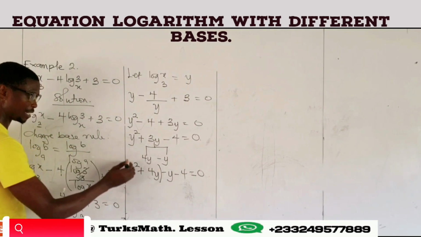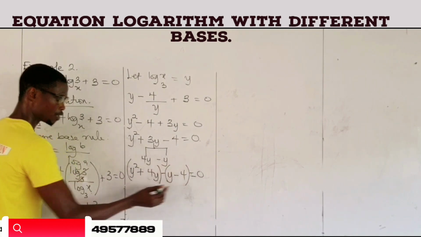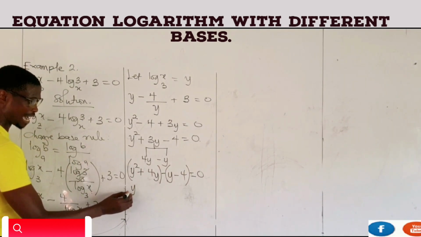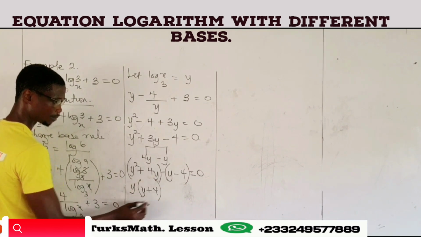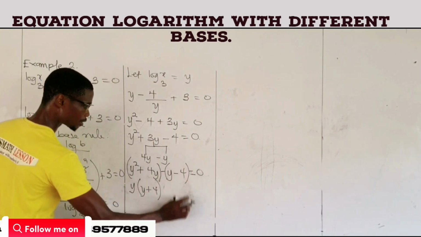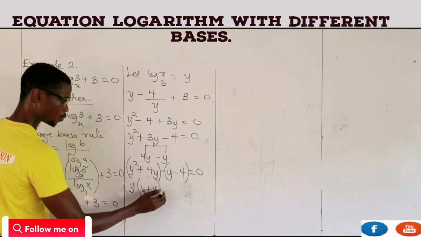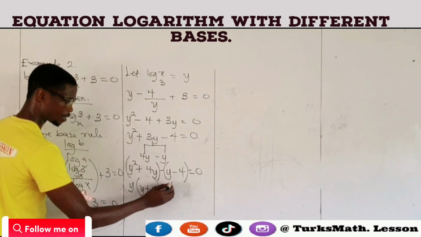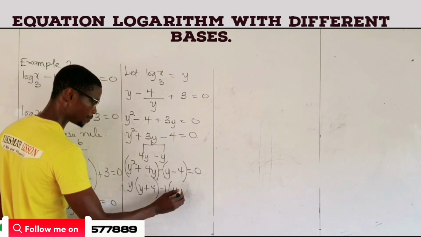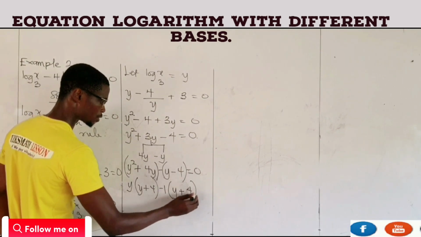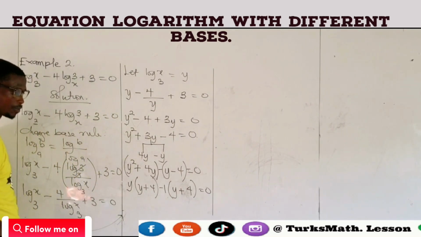We have how many things? 4 things. What is common? y. You have y plus 4. Good. So what is common here? Minus 1, isn't it? Bracket open, have y plus 4 equals 0.